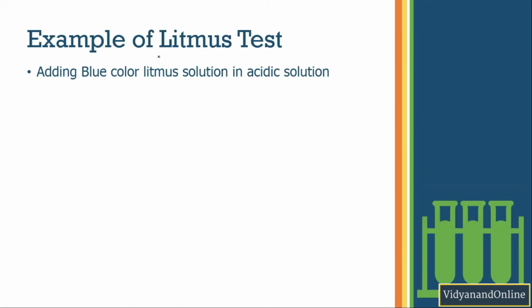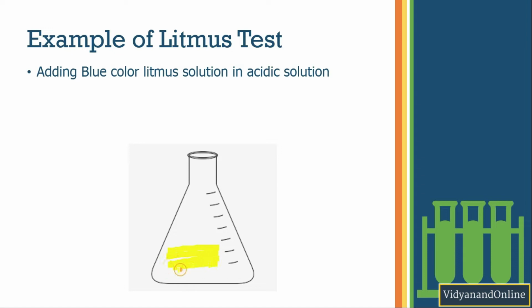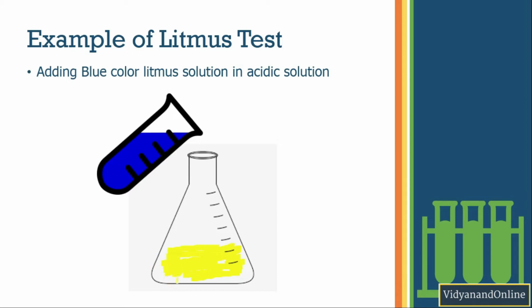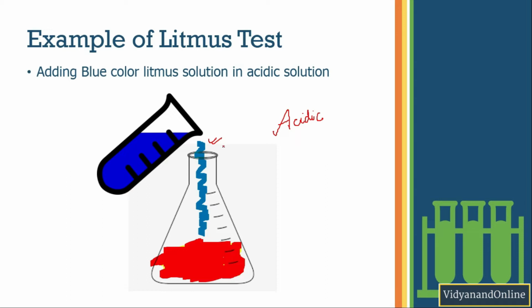Now let us explain how litmus changes its color when it comes in contact with an acid or a base. We have a beaker here, and this beaker contains some solution. We need to check whether the solution is acidic or basic. First of all, we'll add blue litmus solution to it, and if the color changes from blue to red, it means that the solution is acidic. Here, after adding the blue litmus solution to this beaker, the color changes to red. So this means that the solution was acidic.